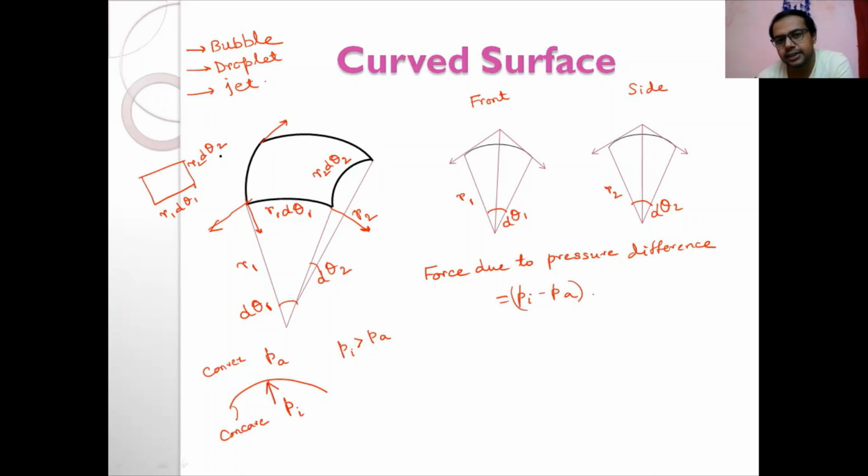Though it is a curved surface, it is a very small differential area, so we can consider it just like a rectangle. So the rectangular area is R1 R2 d theta 1 d theta 2, and this is multiplied by the pressure difference to give the force due to pressure difference. Now the condition comes about the surface tension.